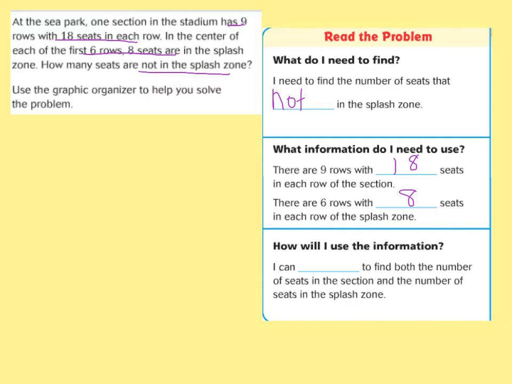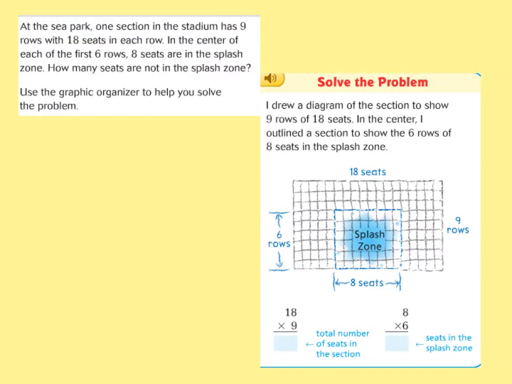So I can multiply to find both the number of seats in the section and the number of seats in the splash zone. First you can draw a diagram of the section to show the 9 rows of 18 seats. So as you can see, we have 9 rows and 18 seats in each row.